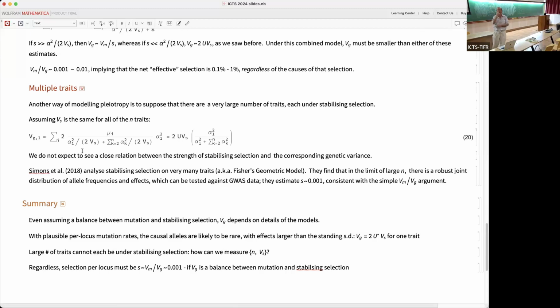Yeah. Laura? When you say strong stabilizing selection, you mean big VS or small VS? Small VS, yes. But VS somehow isn't, I mean, it's VG over VS we care about, because if you change VS, then in an equilibrium model, VG just changes correspondingly. Right, because VG over VS goes like U over N. I see what you mean.